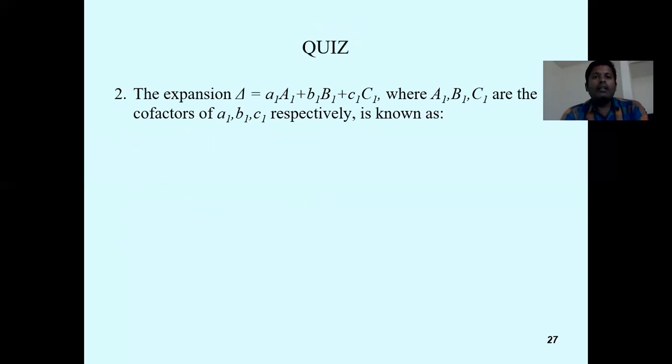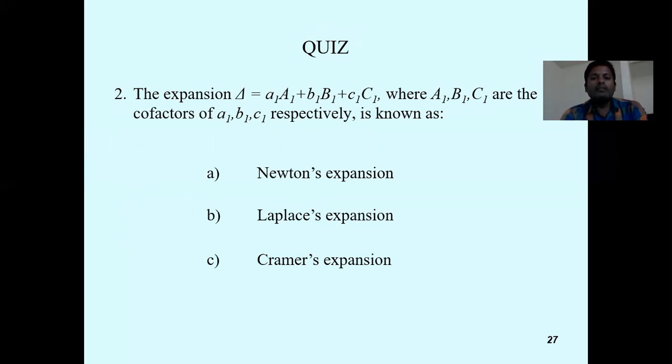Second question. The expansion delta equals A1 a1 plus B1 b1 plus C1 c1, where capital A1, B1, C1 are the cofactors of small a1, b1, c1 respectively, is known as Newton's expansion, Laplace expansion, Cramer's expansion, or Leibniz expansion. What is the answer? Laplace expansion.